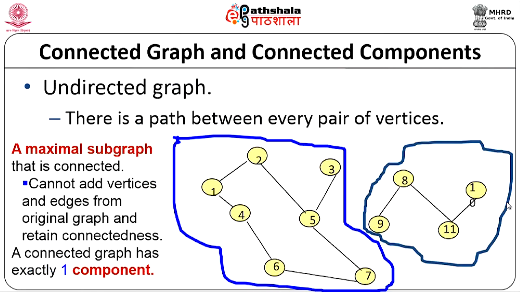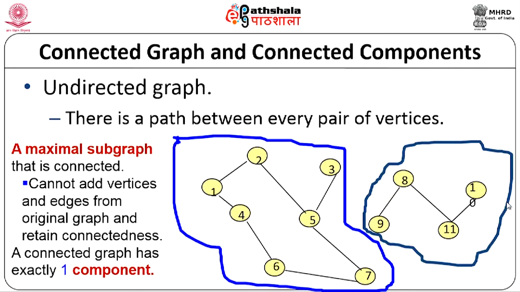Now, the next topic we are going to discuss is connected graph and connected components. When in an undirected graph there is a path between every pair of vertices, then it is called connected. A connected component is a maximal connected subgraph, which means you cannot add vertices and edges from the original graph and retain the connectedness of this component. A connected graph has exactly one component. If it is a completely connected graph, it will have one component only. This example here has two components.